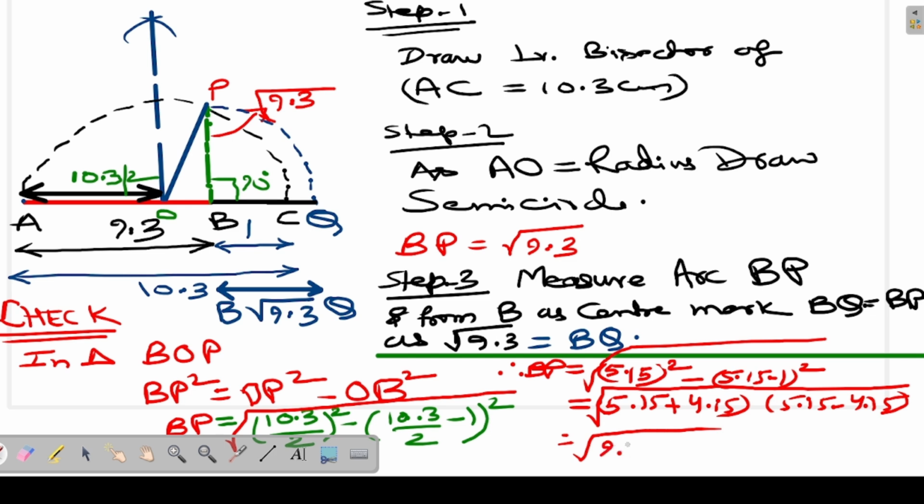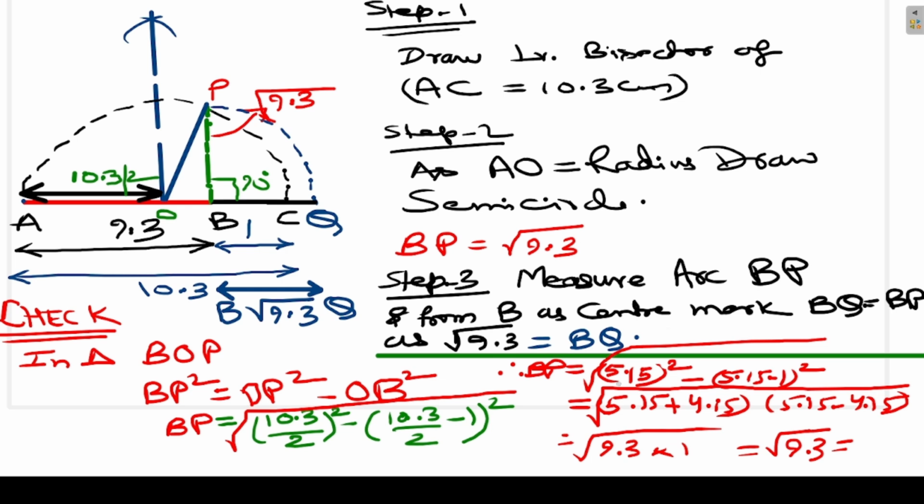Now further calculating, 5.15 plus 4.15, what is this? This is 9.3, and into 5.15 minus 4.15, that is 1. So 9.3 into 1, that is root over 9.3. Yes, our answer is correct now. We have cross-checked our answer. So root over 9.3 is represented as BP.